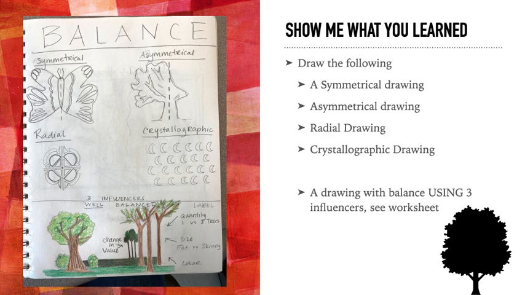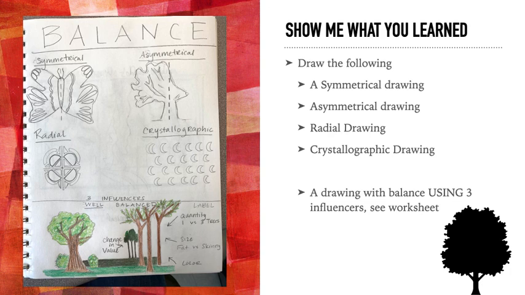Then at the bottom, you will see a drawing with balance using 3 influencers. So if you can see in my picture, all right, I have my balance, which I feel like is symmetrical. I have a big, thick tree, but then balanced by some tall, skinny trees. So remember the quantity that we talked about?